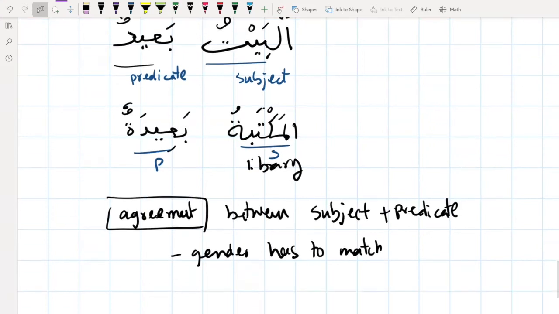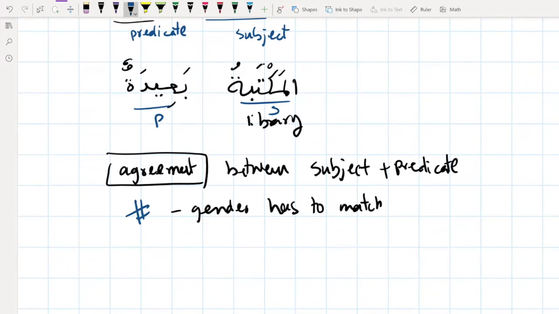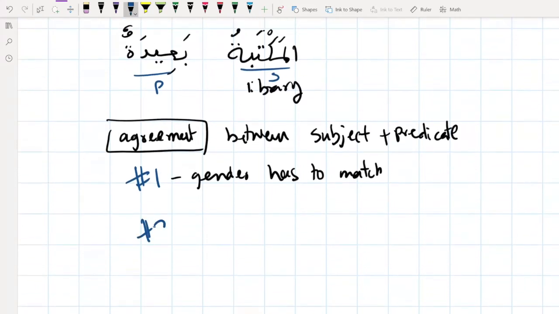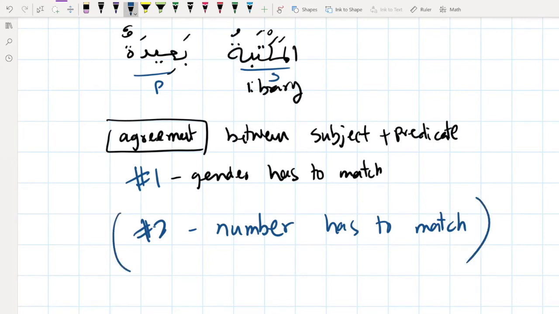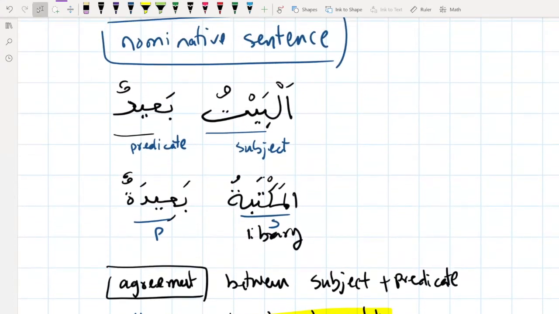There are two agreements in a nominative sentence, only two. This is number one. And number two, something we'll deal with later, is number. Number has to match, which means if the subject is plural, your predicate has to be plural. We haven't done plural yet. But for us right now, this is the rule we're more interested in. When we have a simple sentence, your predicate needs to match. Right now think about your adjective having to match your subject in what? In gender.